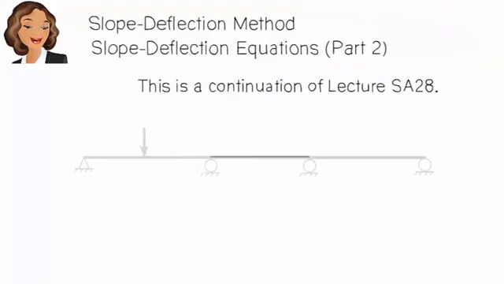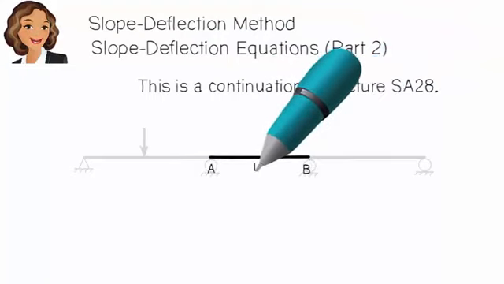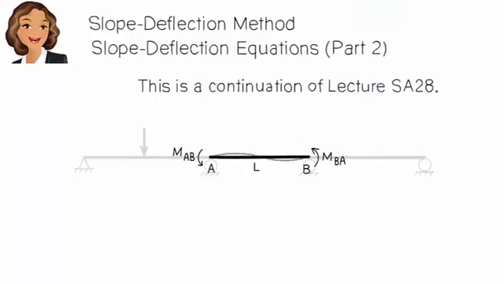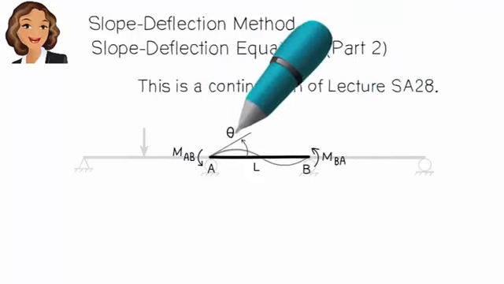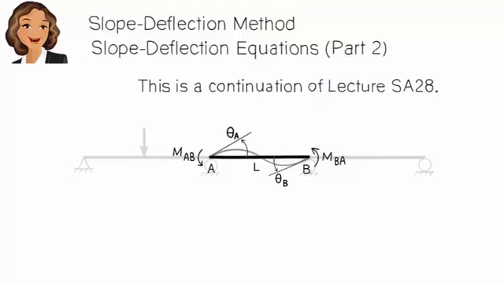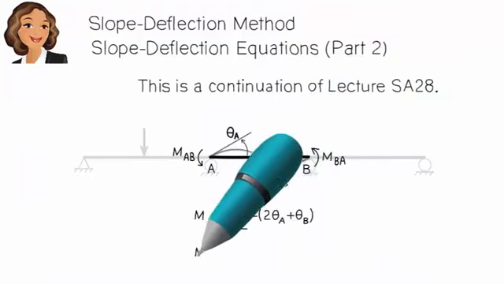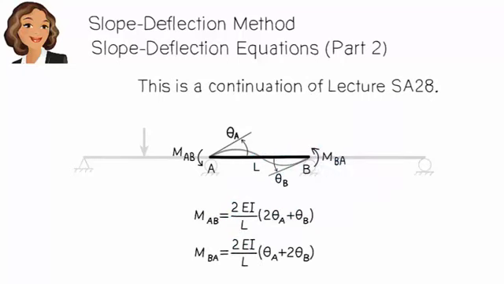In the previous lecture, we learned that given a beam segment like this, we can express its end moments in terms of the end rotations, like this. We call these slope deflection equations. In this lecture, we're going to come up with slope deflection equations when the beam segment is subjected to a distributed load like this.